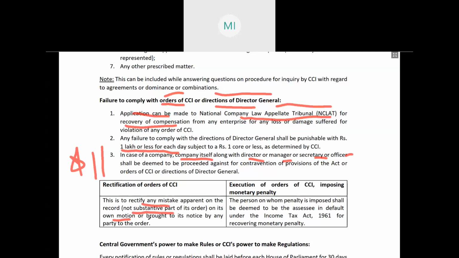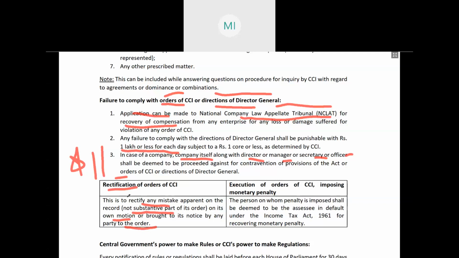on its own motion, or if parties come and say there is a small clerical mistake, they can always rectify. In your material there is a printing mistake where they have used the word ratification of orders. Remember, that's not ratification, it's rectification of orders.